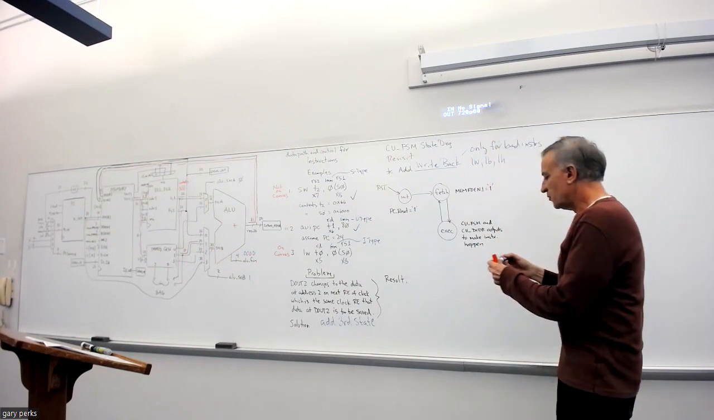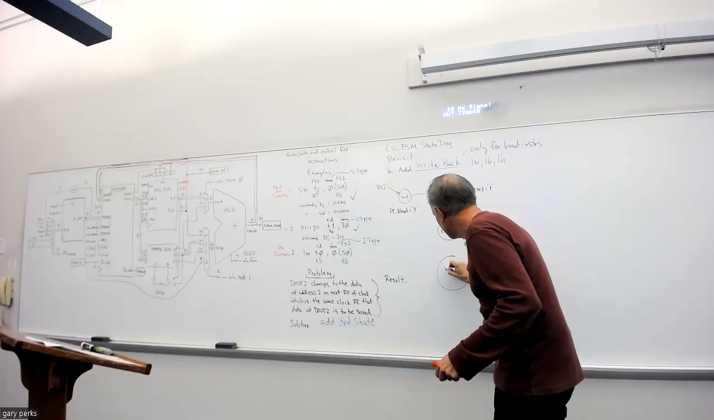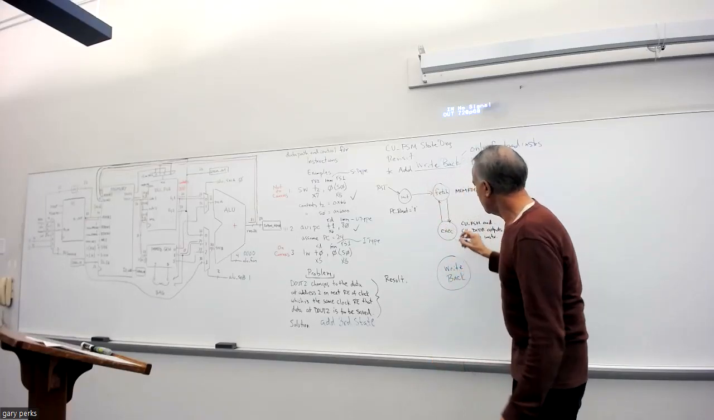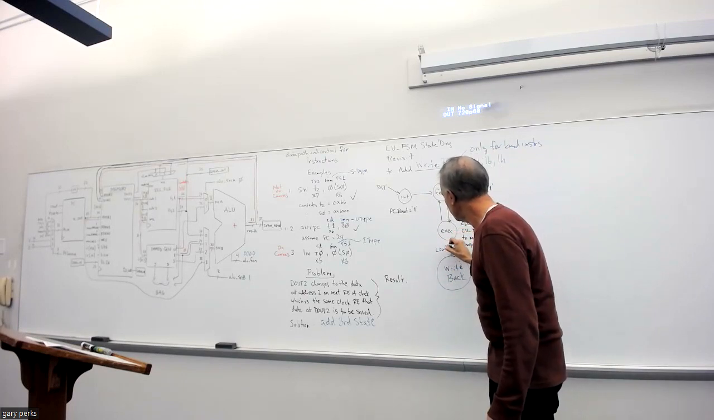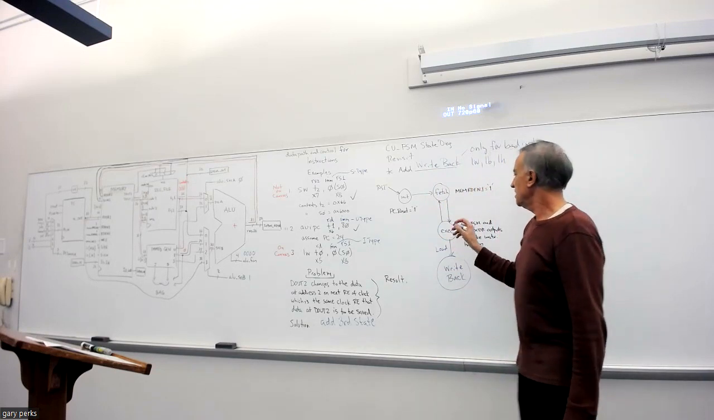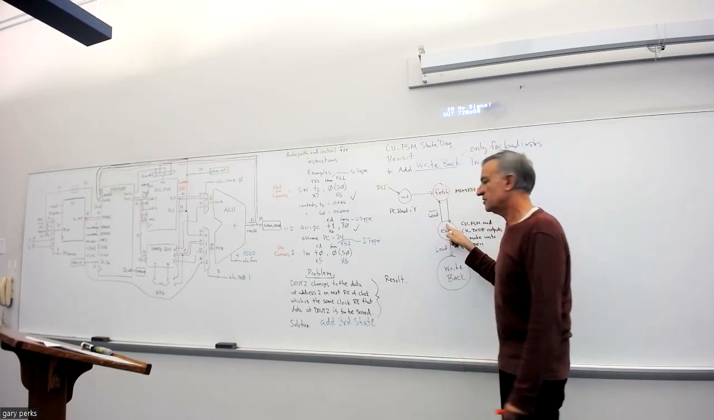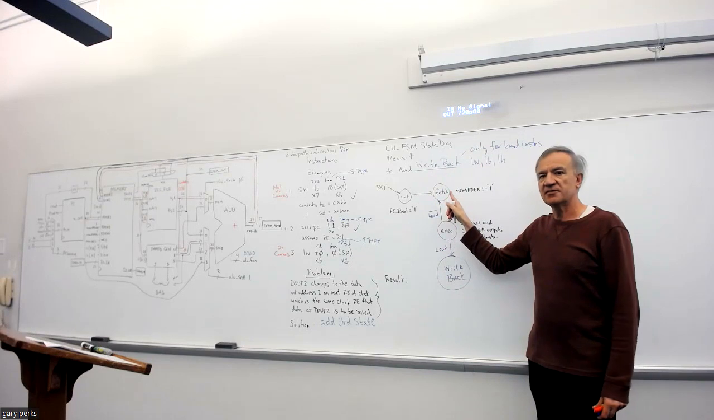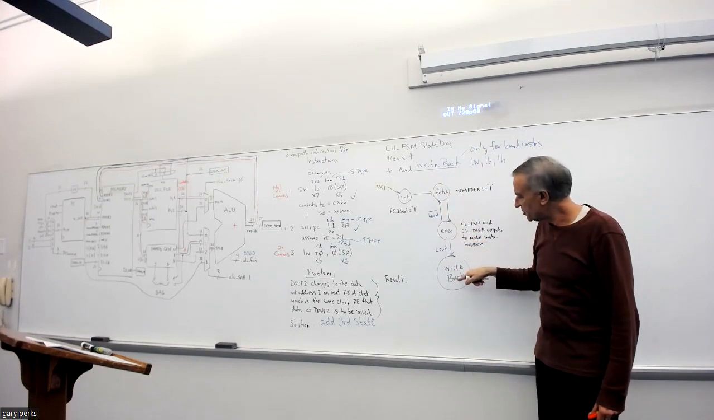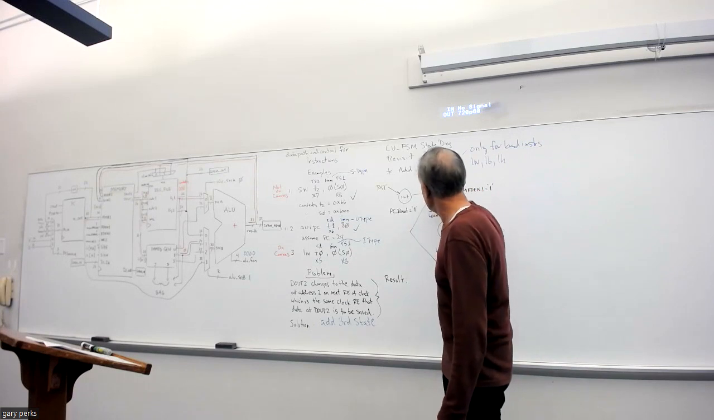So where the write back state would go in your state diagram is right here. And you would only want to go to this state if you're doing a load instruction. If you're not executing a load instruction, you just go back to the fetch, right? But if you're doing a load instruction, you go to write back, and then after the write back state, you go back to fetch.